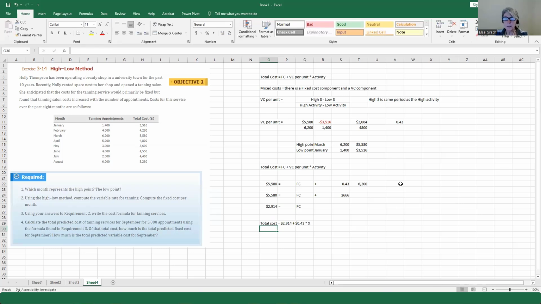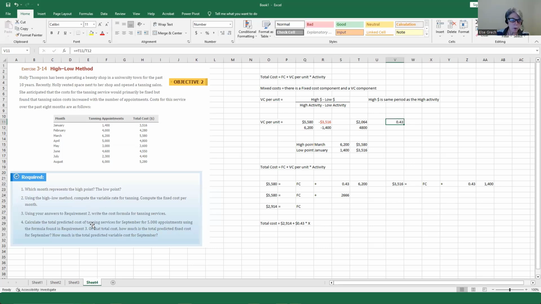Now, if we had done this for the low point, would our answer have been different? So we can do this calculation for the low point also, right? We can take the low point dollars, and we know that this is equal to the fixed costs plus the 0.43 multiplied by the low activity, which is 1,400. And if you did that calculation, I am telling you the fixed cost would be 2,914. Now, I do want to look to see, nope, see, there's no rounding here. If there's rounding, the answers would be different. So there's the total cost formula.